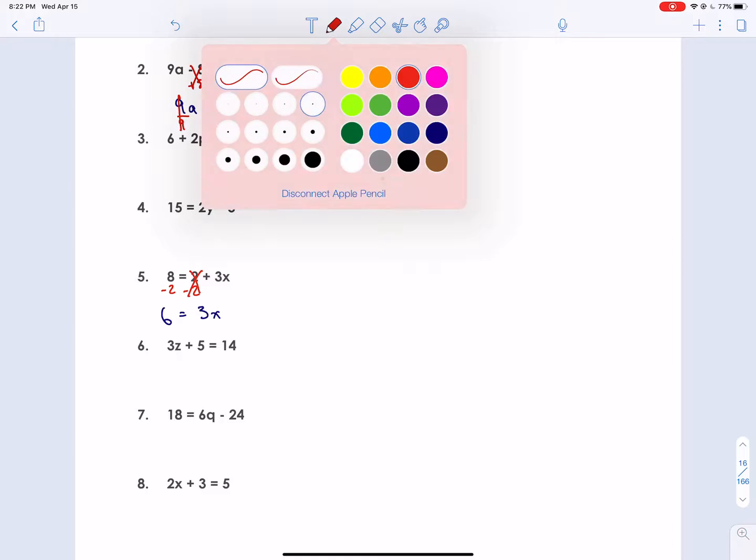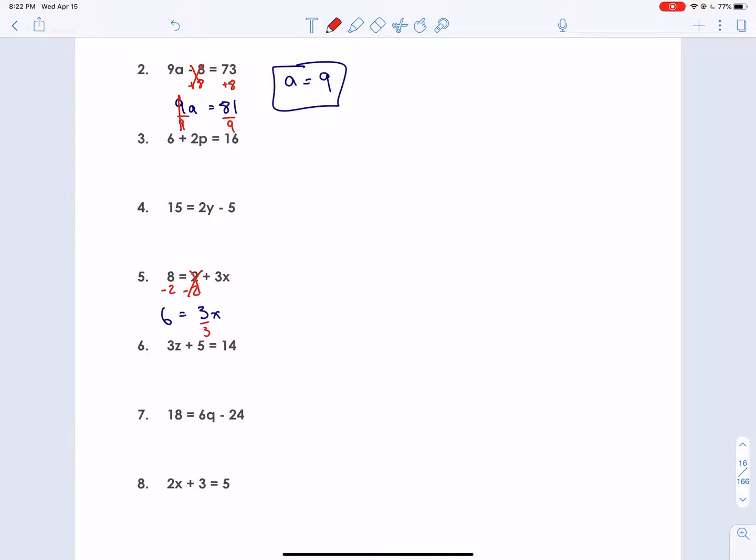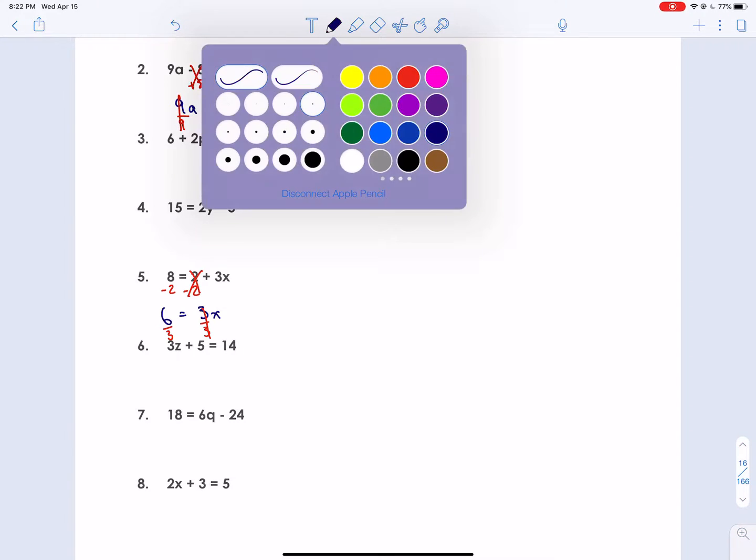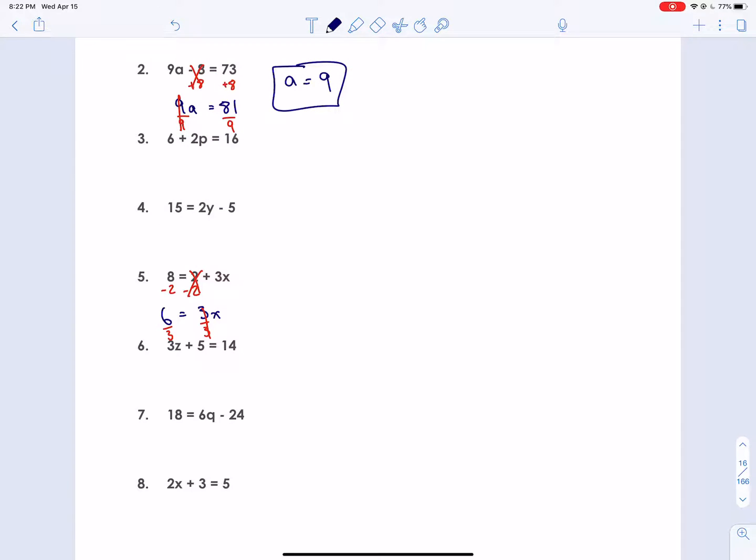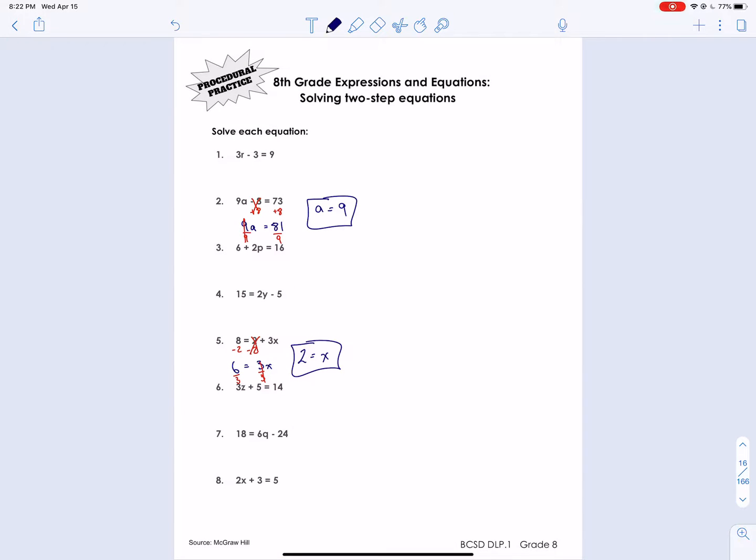Then our final step is divide both sides by 3. That becomes a 1. So then our final answer is 6 divided by 3, which is 2. So 2 equals x. And you can leave it like that. You can turn it around and say x equals 2. It doesn't matter, whatever you like. And that's it. Just two-step equations.